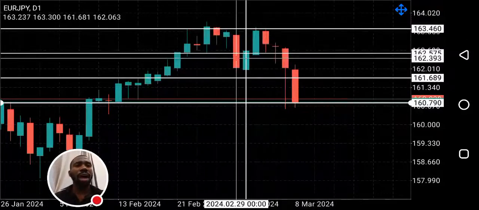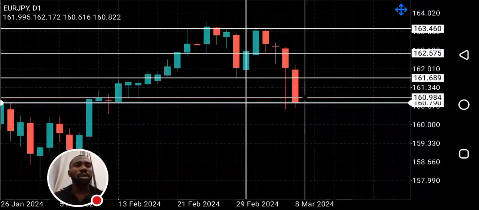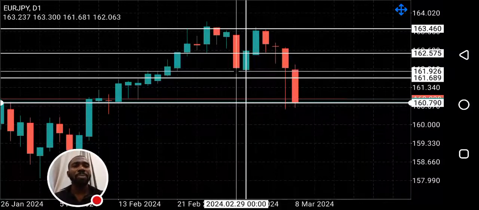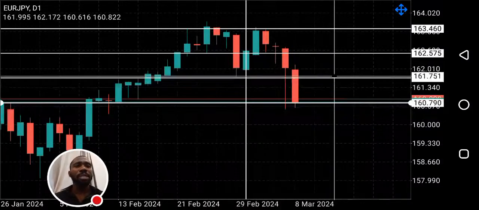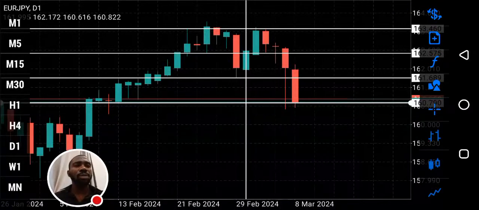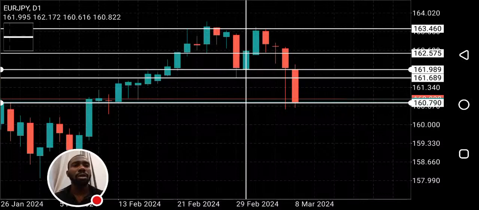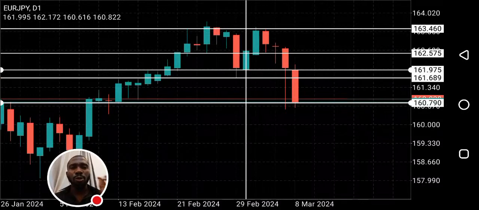Right after the break of structure, we want to see price pull back. As you know, when there's a breakout from a support, there's a high probability that price will pull back to that support. So we want to see price at least pull back to this broken support level. That would be a good level to consider selling.